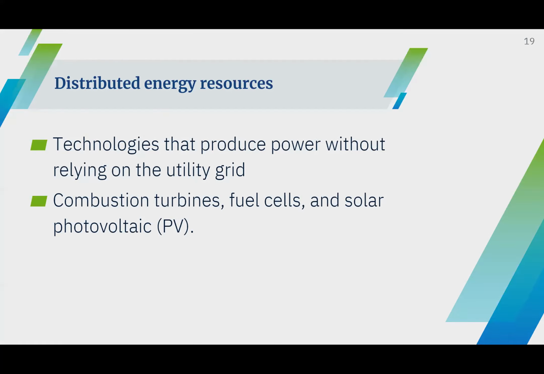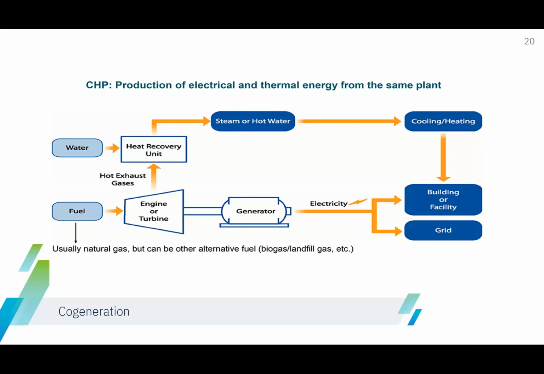Cogeneration is an example of a distributed energy resource. It's a method of, as we already know, supplementing building HVAC and water heating with waste heat from power generation.